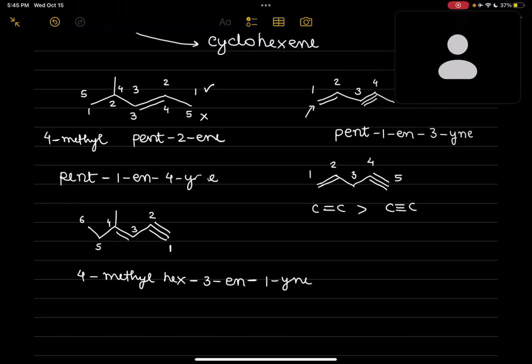Now we need to move toward the IUPAC nomenclature of the compound containing a functional group.